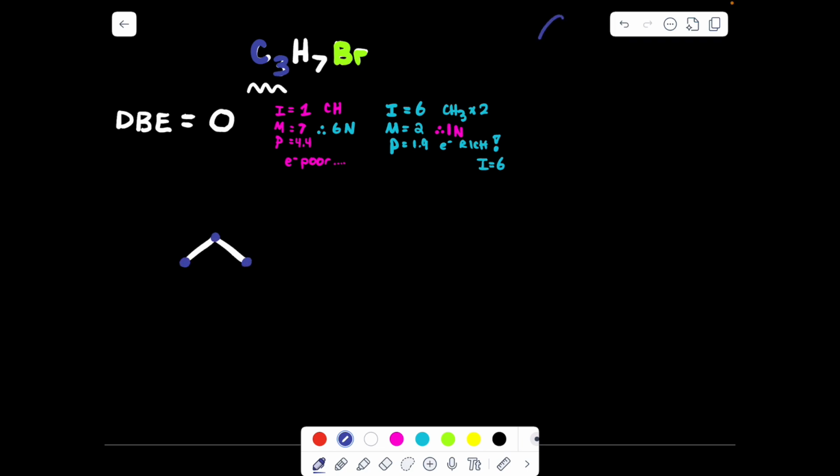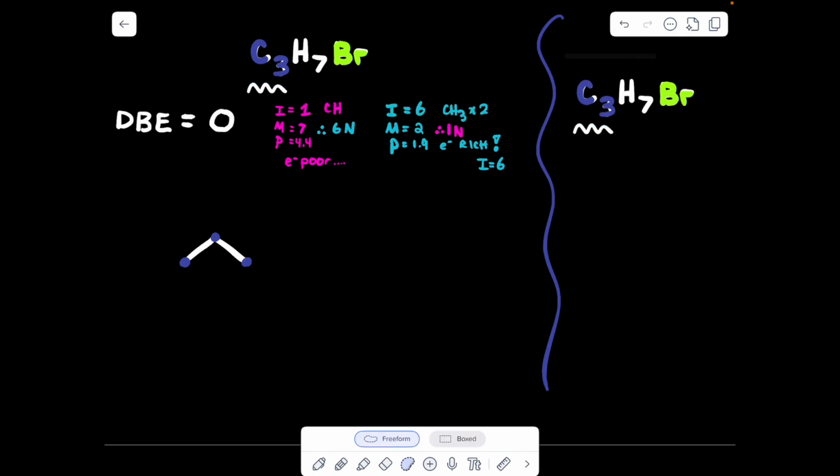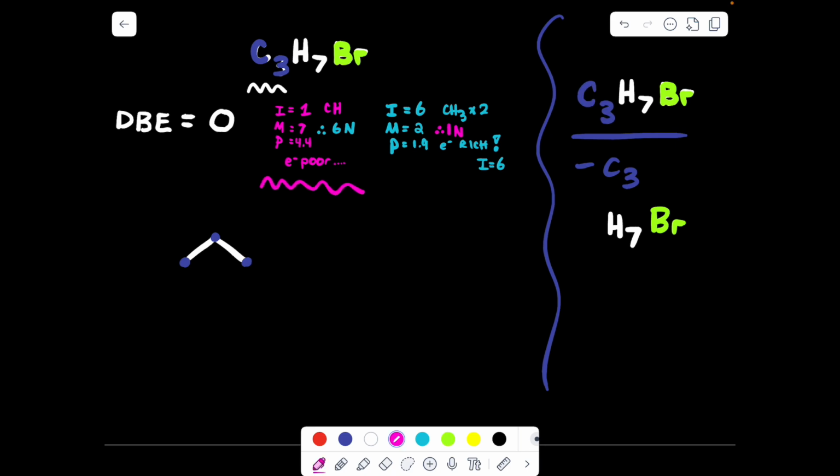So taking the whole molecular formula on the right-hand side, I'm going to start subtracting off what I know. So minus C3. What am I left with? I'm left with H7Br. Now working with the pink, we have an integration of 1. So 1 hydrogen. Where should we put it? What if we put it right in the middle here?